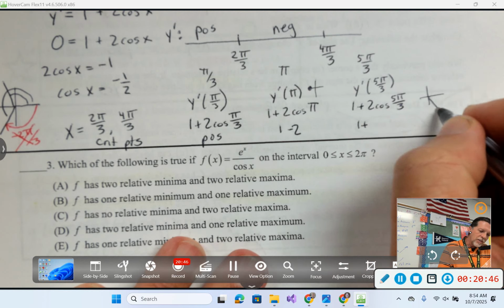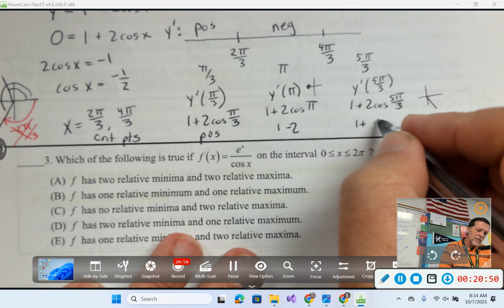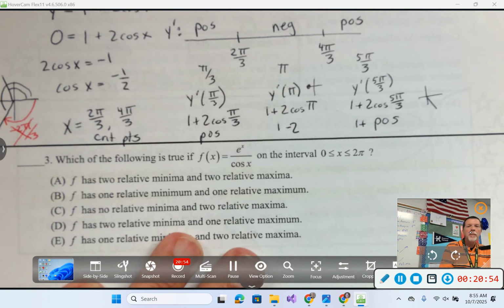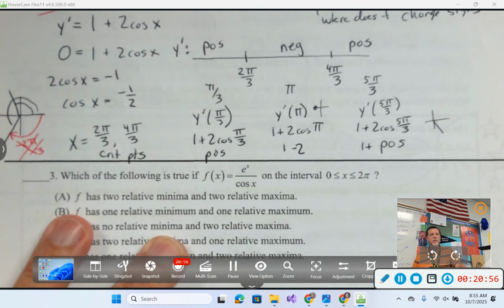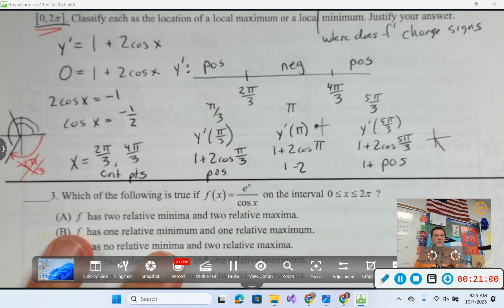Cosine of pi over 3, that's in the fourth quadrant, so that's positive. 2 times positive is positive. 1 plus positive is positive. So you get a little lazy on the math there, but all I care about is it's positive, so we're good.